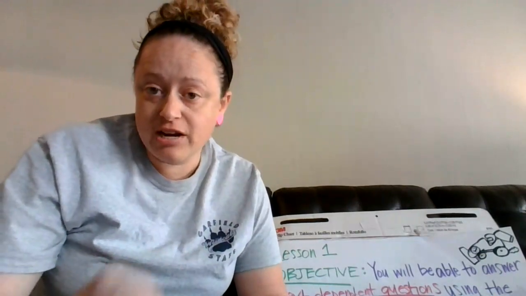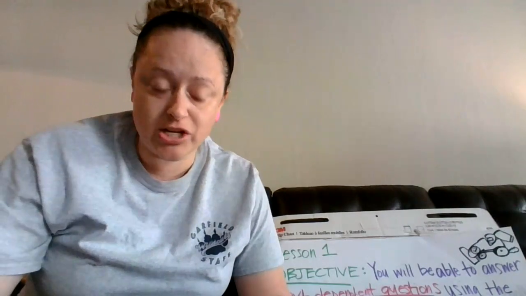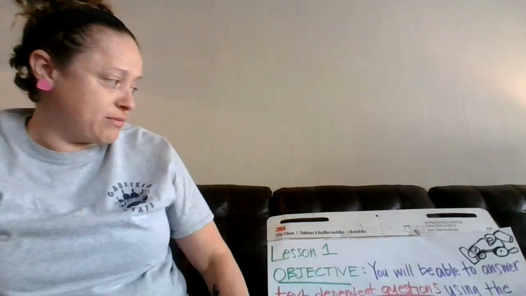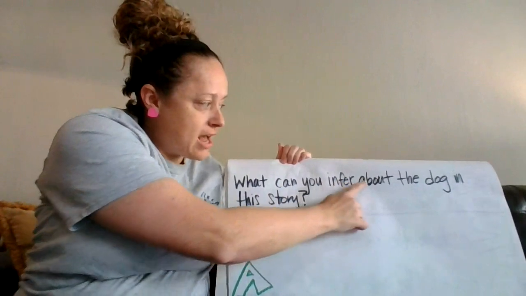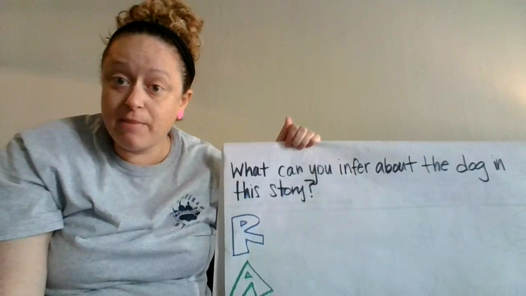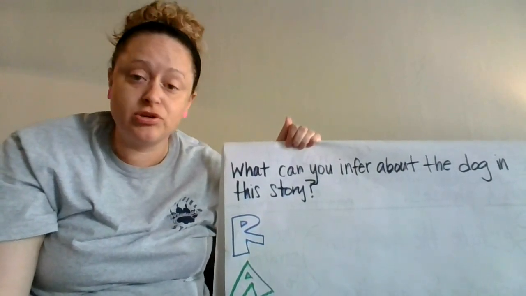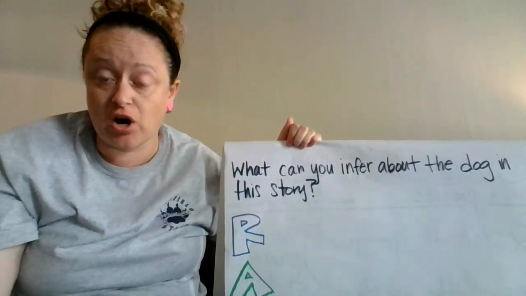So we've read the first chunk and we're breaking the story down step by step. The next thing we're going to do together, and I'm going to model this for you, is how to answer a question. And so our question that we're going to look at first is, what can you infer about the dog in this story? So if you're a third, fourth, or fifth grader or above by now, and probably second and first too, you know that infer means to make an educated guess based on what you've read so far in the text.